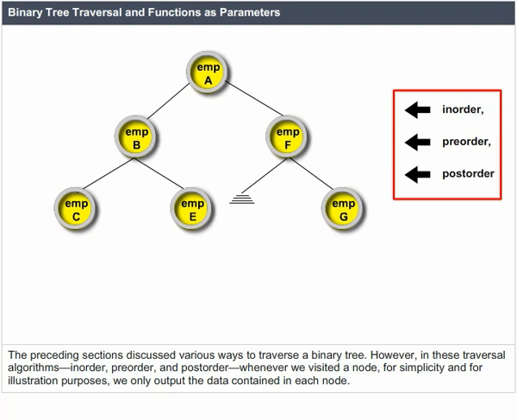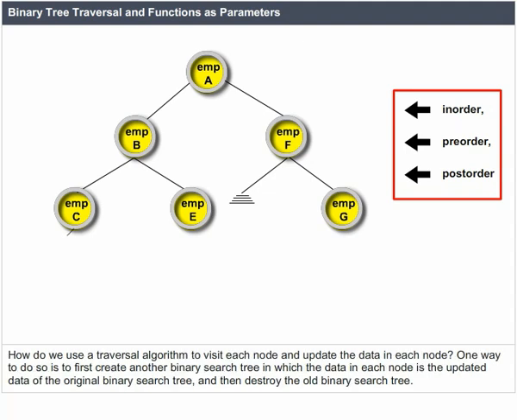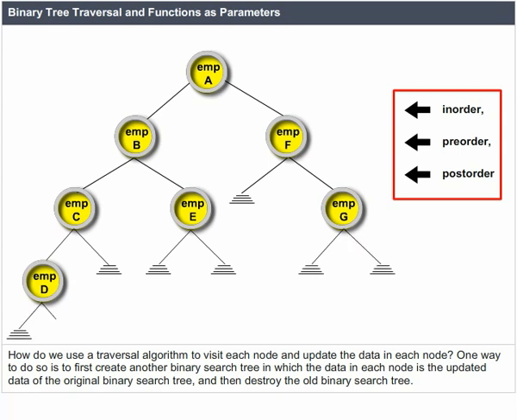However, in these traversal algorithms, in-order, pre-order, and post-order, whenever we visited a node, for simplicity and for illustration purposes, we only output the data contained in each node. How do we use a traversal algorithm to visit each node and update the data in each node? One way to do so is to first create another binary search tree in which the data in each node is updated data of the original binary search tree, and then destroy the old binary search tree.